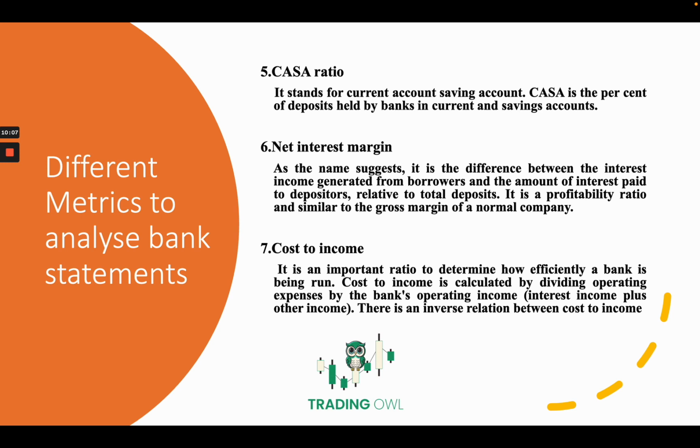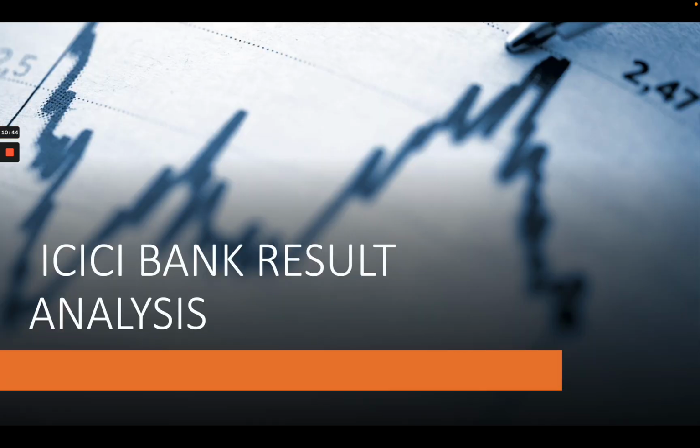Now how do you read cost to income? There's an inverse relation between the cost to income and the bank's profitability. So the lower the cost to income ratio is, the better the profitability is. For example, for HDFC Bank and ICICI Bank, the cost to income ratios have consistently decreased over the last few years compared to PSU banks. Now, based on these metrics, I have analyzed the results of HDFC and ICICI Bank.